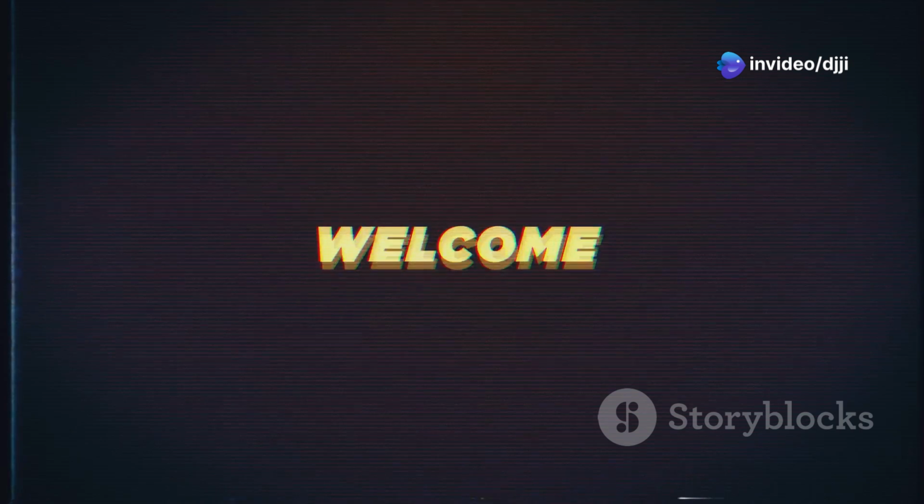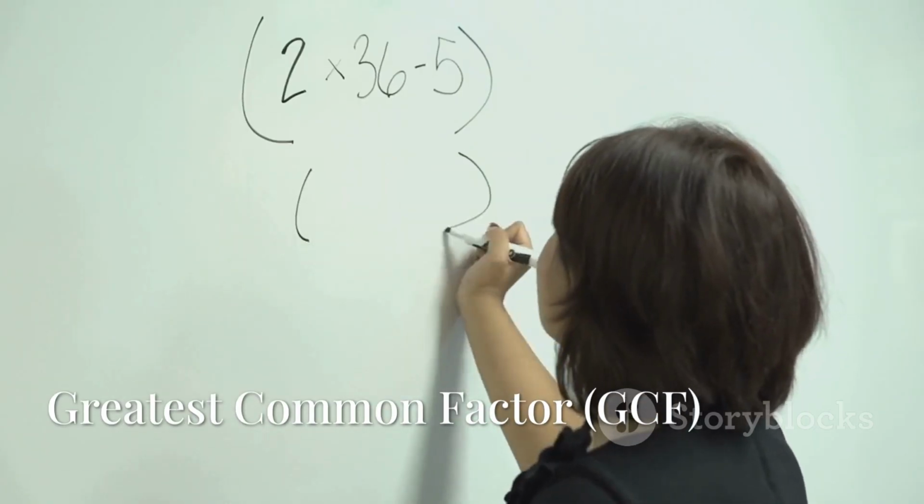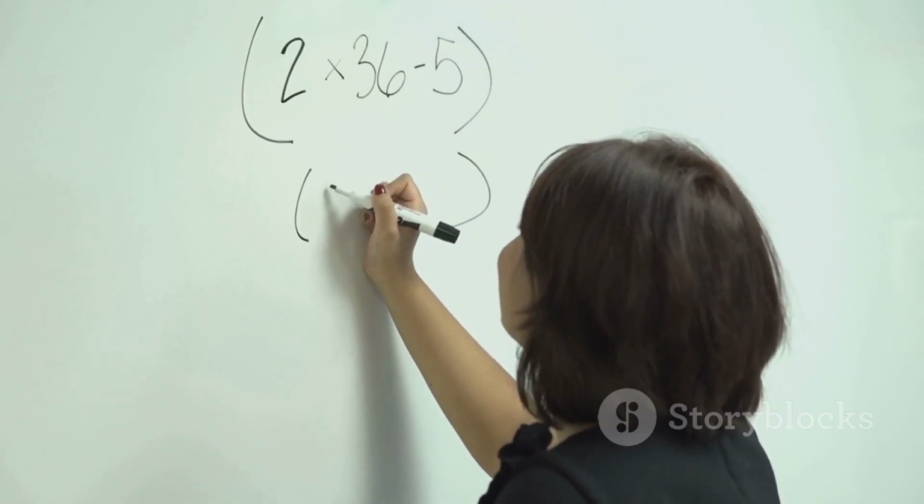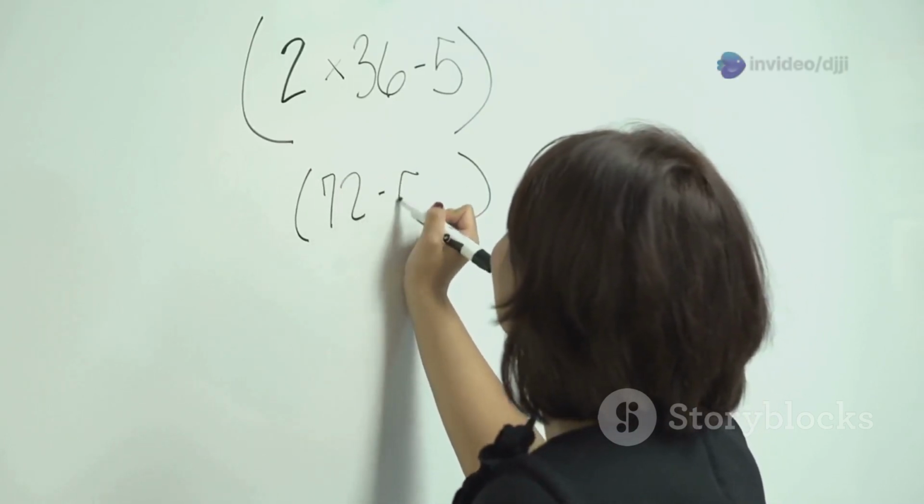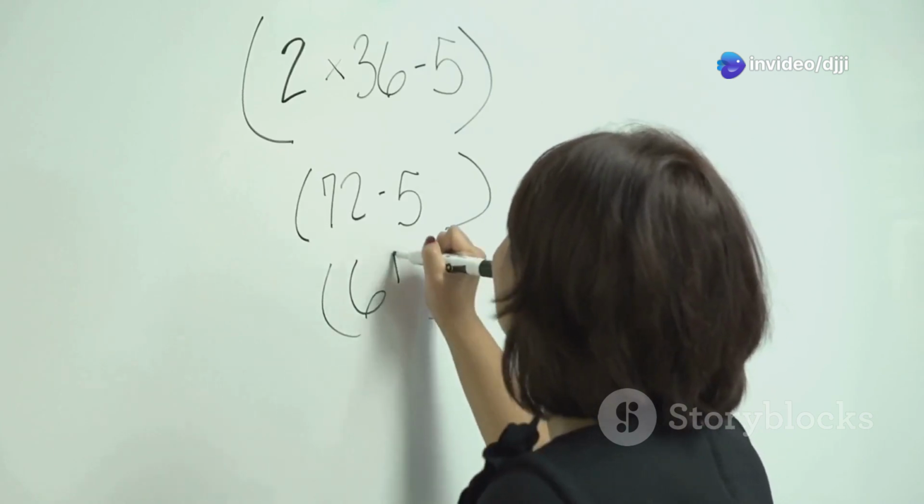Today we are covering common factors and factoring trinomials. To find the greatest common factor, or GCF, of two or more numbers, you can use several methods: listing factors, prime factorization, or the Euclidean algorithm.